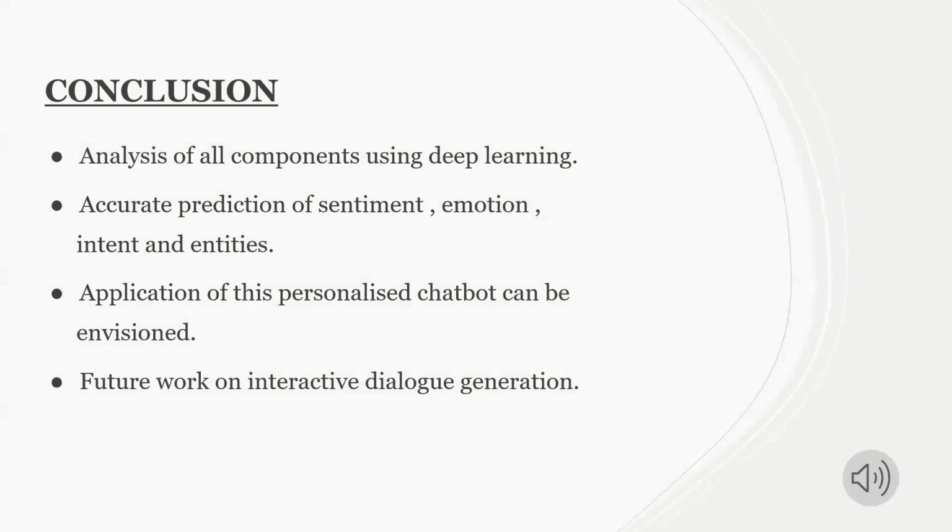So the conclusion here is that we have actually done analysis of all components using deep learning, because deep learning is much better than other machine learning, at least now. And our machine was able to predict sentiment, emotion, intent and entities accurately. And application of different personalized chatbots can be envisioned. So people can use this for their different applications of chatbots. And we plan to do future work for making an interactive dialogue generation using the work we have done now, implementing a human-like understanding in a chatbot.